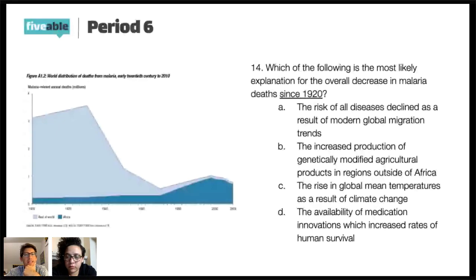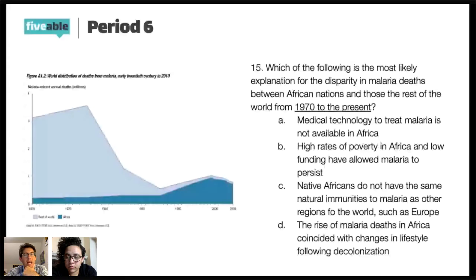Which of the following is the most likely explanation for the disparity in malaria deaths between African nations and those of the rest of the world from 1970 to the present? So we're not even looking at this whole chart anymore, are we? Mm-hmm. We're just looking at 1970 on and trying to come up with the explanation for why, in this case, as you can see, once you start looking at 1970, most of the worldwide deaths from malaria are occurring in Africa as opposed to the rest of the world.